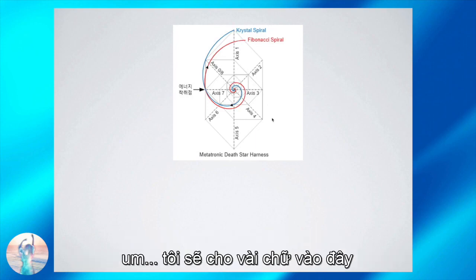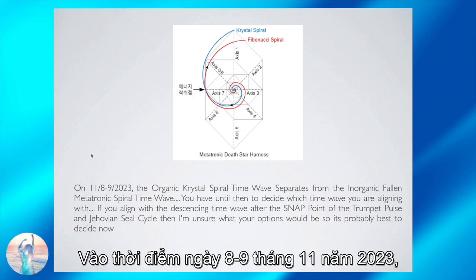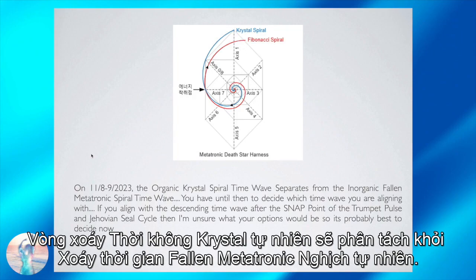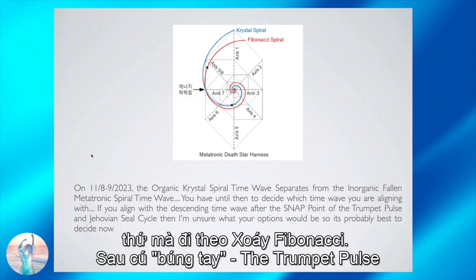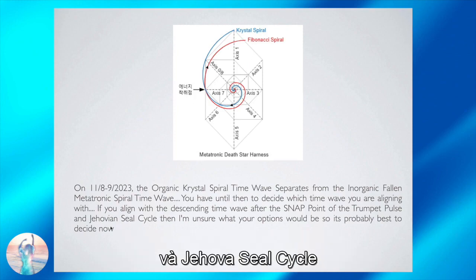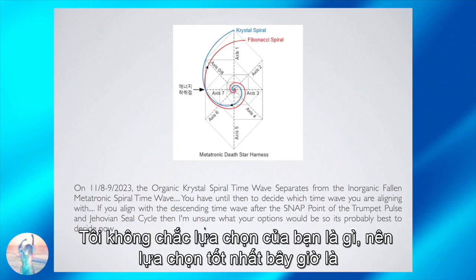Okay, so I'll just put this little bit of text up. On the 8th and 9th of November 2023, the organic crystal spiral time wave separates from the inorganic fallen Metatronic spiral time wave. So you have until then to decide which time wave you are aligning with. If you align with the descending time wave, which is the Fibonacci spiral, after the snap point of the trumpet, pulse and Jehovian seal cycle, which is a whole series of nasty energetic pulses that are happening at the moment, then I'm unsure what your options would be, so it's probably best to decide now.